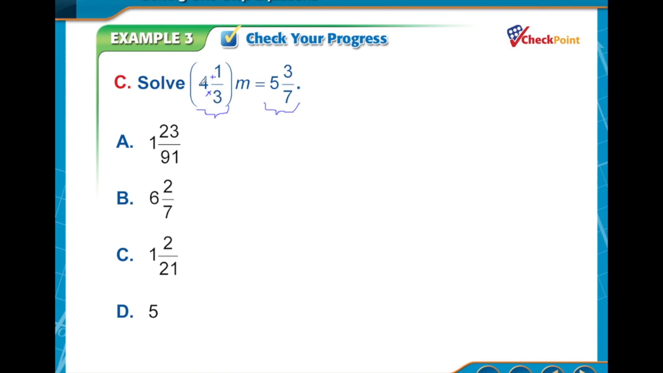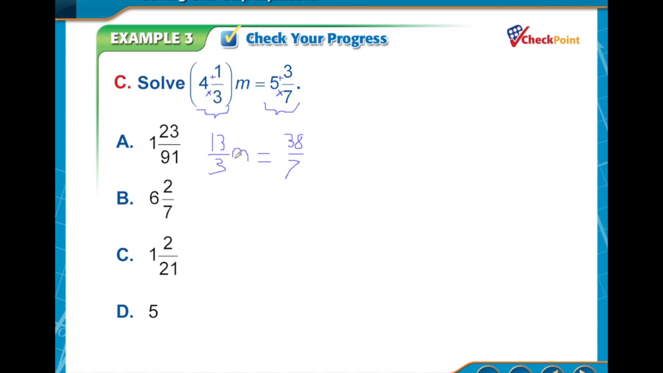So 3 times 4 we know is 12. 12 plus 1 is 13. So written as an improper fraction, we would get 13 over 3 times m equals. Now on the right side we're going to do the same thing. So we know 7 times 5 is 35 plus 3 is 38. So we would have 38 over 7 on the right. So now we know we need to get m by itself.